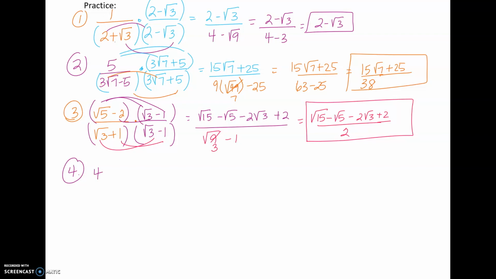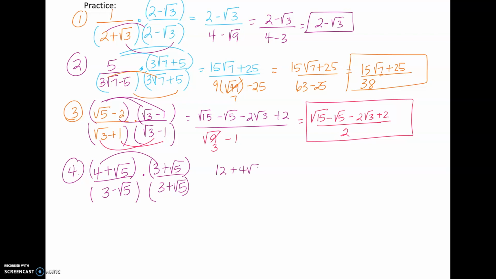Okay, 4 plus the square root of 5 over 3 minus the square root of 5. Multiplying by the conjugate, 3 plus the square root of 5, top and bottom. I'm going to FOIL the top. When I FOIL, it's 4 times 3, which is 12. 4 times the square root of 5 is 4 square root of 5. 3 times the square root of 5 is 3 square root of 5. And the square root of 5 times square root of 5 is square root of 25.